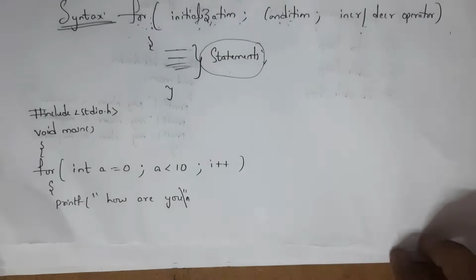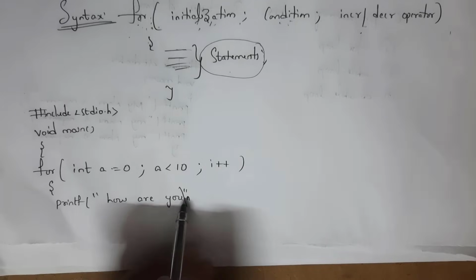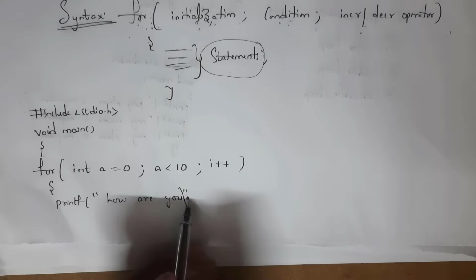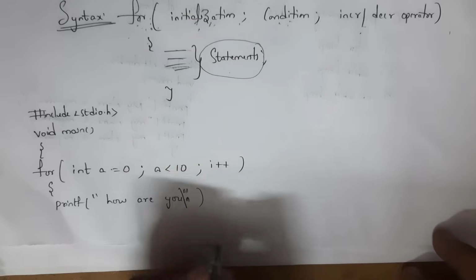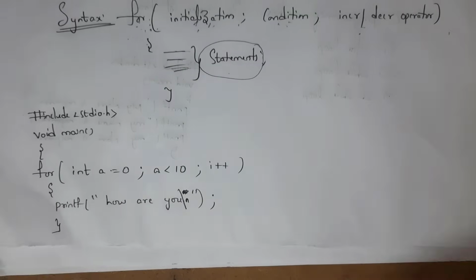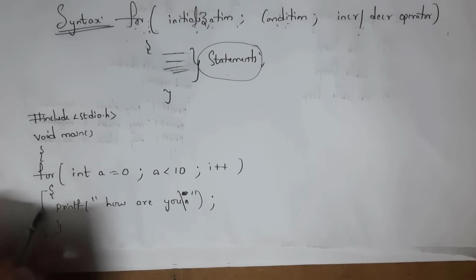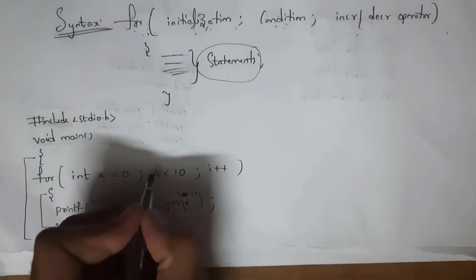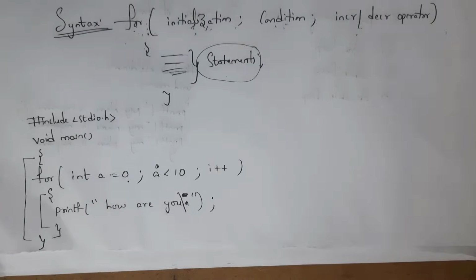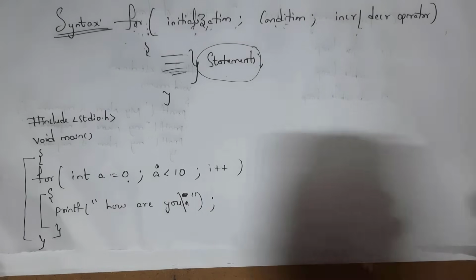Use \n here, because whenever you use \n, "how are you" will be printed on the next line. So use \n inside the double quotations, close the double quotations, close bracket, semicolon, close this for loop, and at last close the main function. I gave the value of a as 0. So 0 is less than 10, the condition is satisfied. If the condition is satisfied, whatever statement is present inside the for loop will be executed. So I will get the output "how are you".